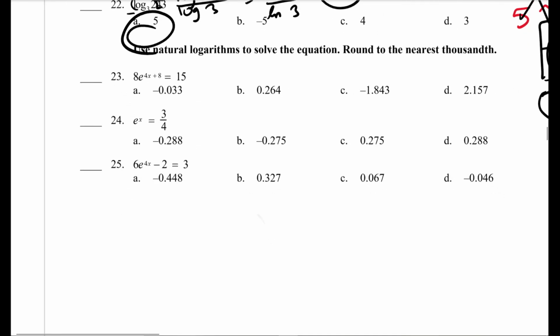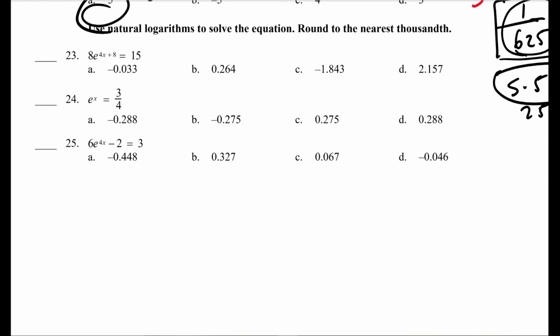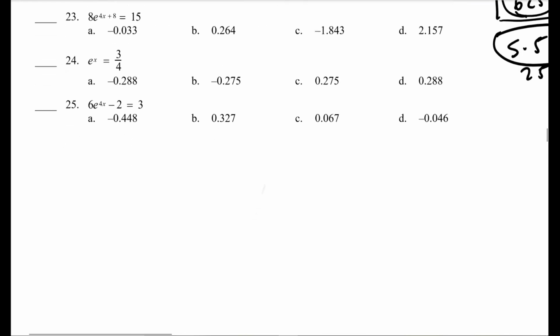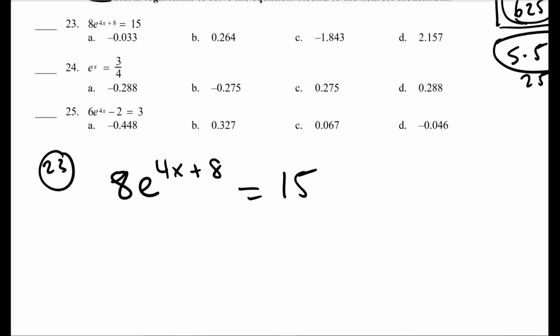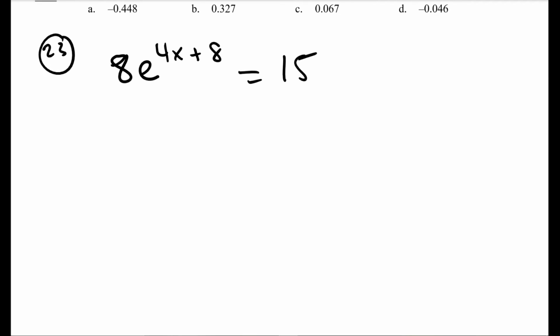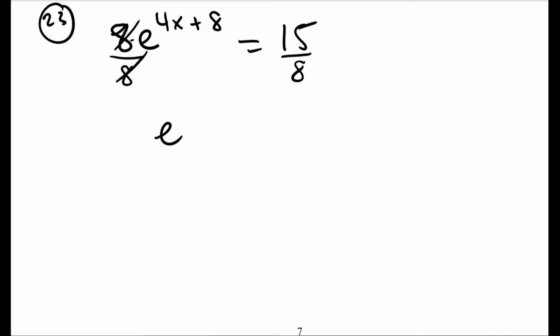All right, so now, number 23, use natural logs to solve the equation. Round to the nearest thousandth. Okay, so let's say we wanted to solve number 23. We have 8e to the 4x plus 8 power equals 15. So in order to solve this equation, we need to get rid of the 8 on the outside. So we need to divide that off. So we're going to divide the 8 off on both sides. So now we're left with e to the 4x plus 8 equals 15 over 8.